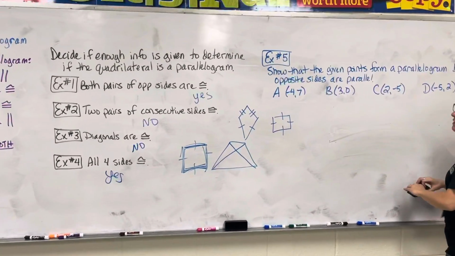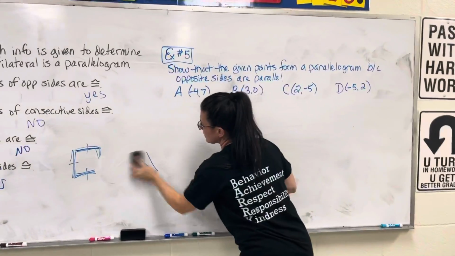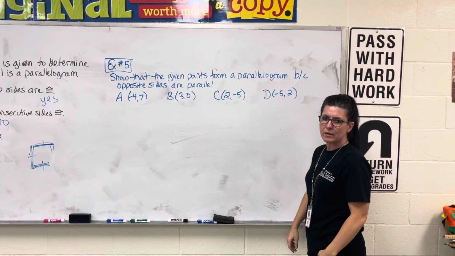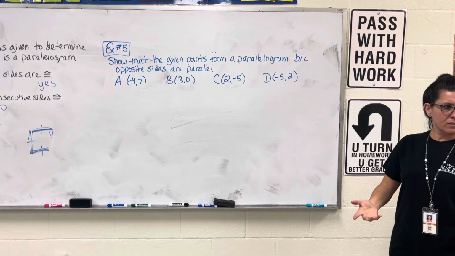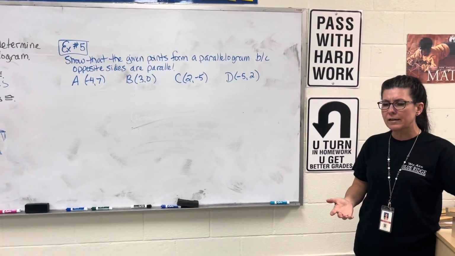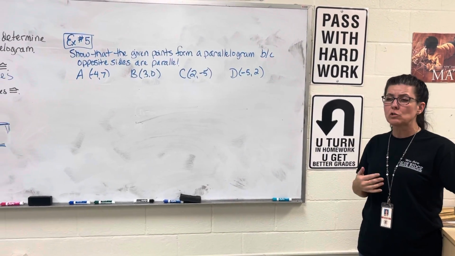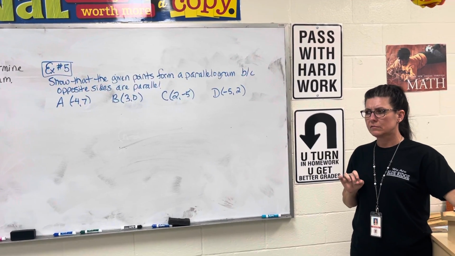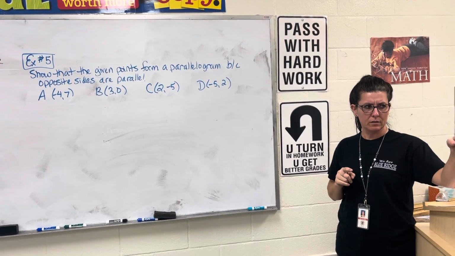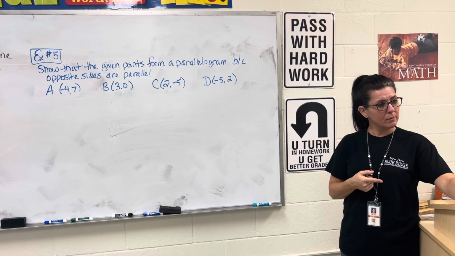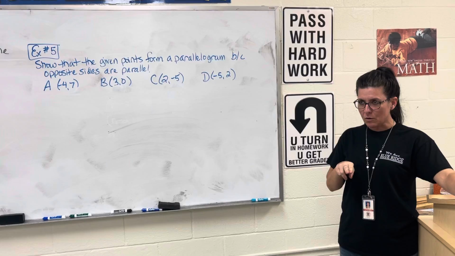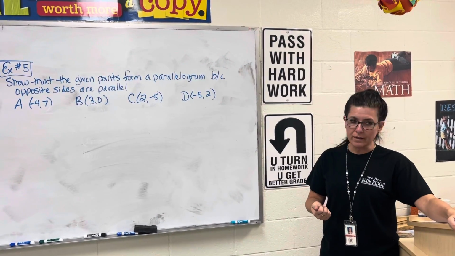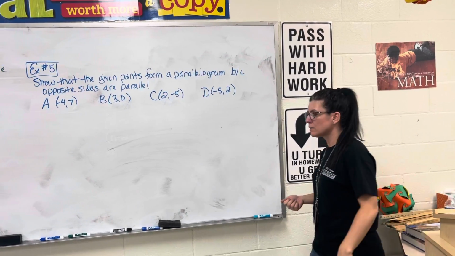The last one says show that the given points form a parallelogram because the opposite sides are parallel. Well, let's think about this. First of all, how do we know if lines are parallel? Or what do we need to know to decide that they're parallel? This is review from a previous chapter. They have the same slope. If they have the same slope, then they're parallel. Well, we need to find the slope. It's not given to us. Does anybody remember the slope formula?